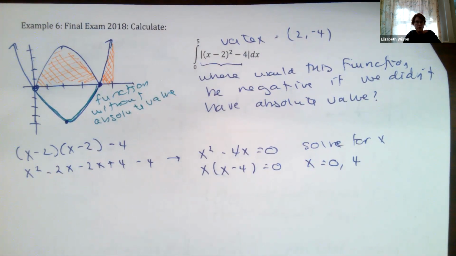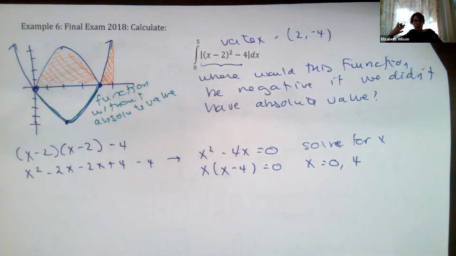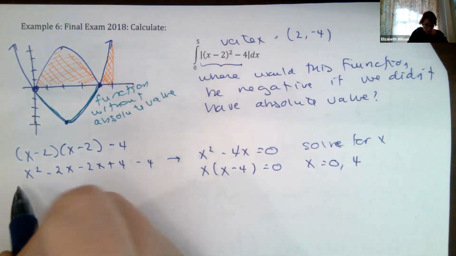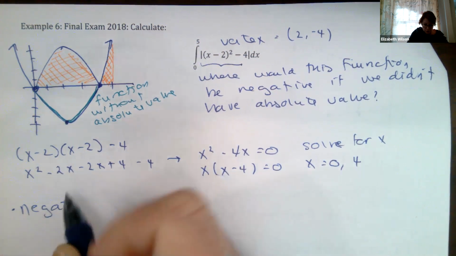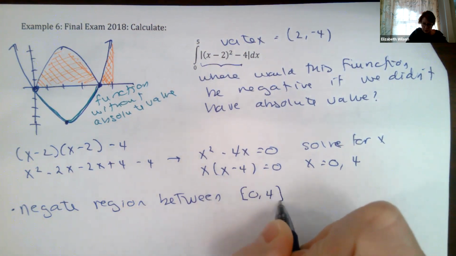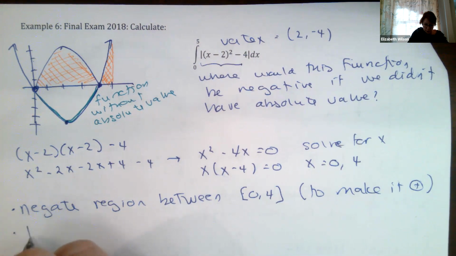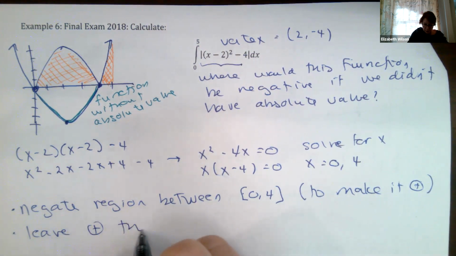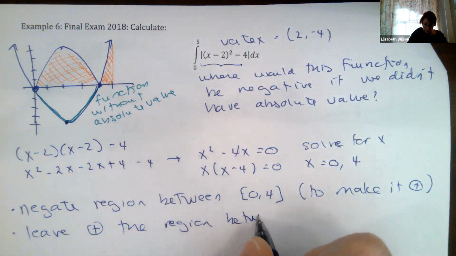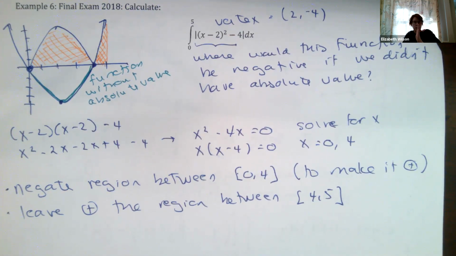Okay, so the whole process means I need to identify the region between 0 and 4. I have to make that positive. The region between 4 and 5 is already positive, so I just leave it alone. So let's do this. We're going to negate the region between 0 and 4. This will make it positive. And then we're going to leave positive the region between 4 and 5. So what we're doing is breaking up our integral into two pieces, right? I'm going to go from 0 to 4 and then from 4 to 5. Because 0 to 4 I have to make positive, and then 4 to 5 I'm going to leave alone.